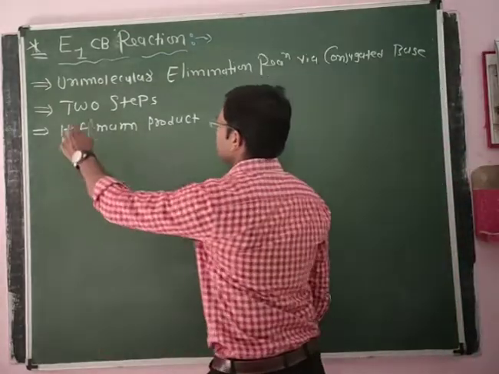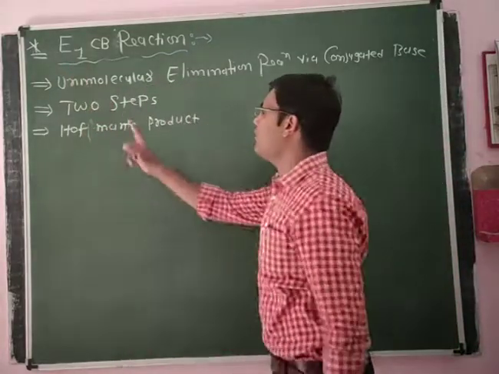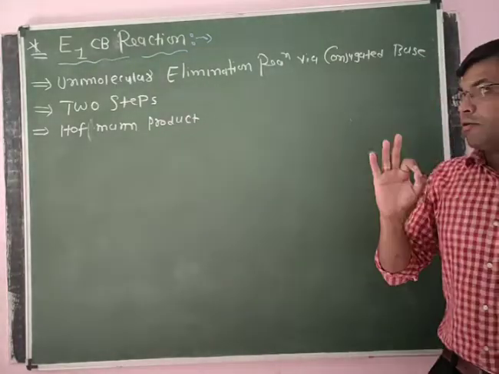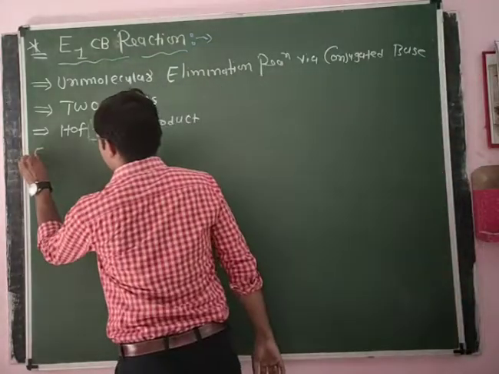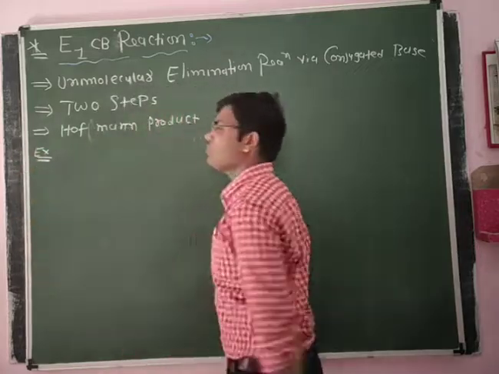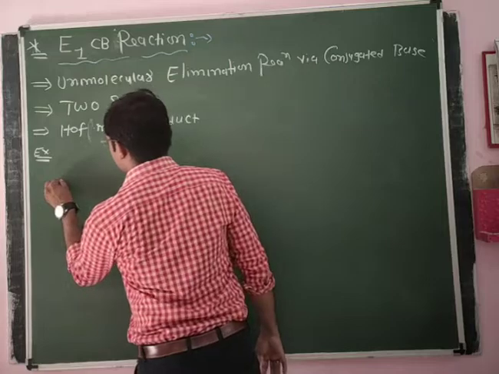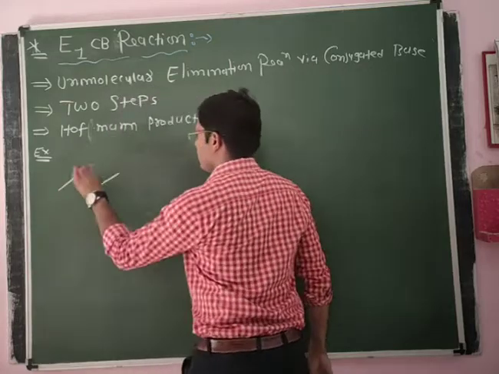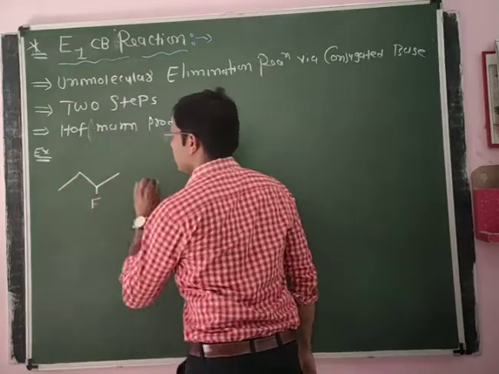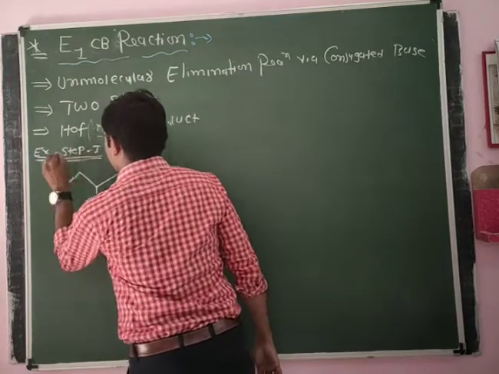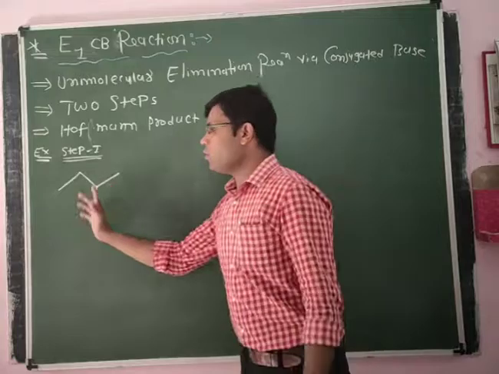So now we understood this E1-CB reaction. We have already discussed it is a 2 step reaction. So in this 2 step reaction, for example, let us consider one more example. Suppose it will be 2-fluorobutane. This is step 1. In step 1, it is the 2-fluorobutane.